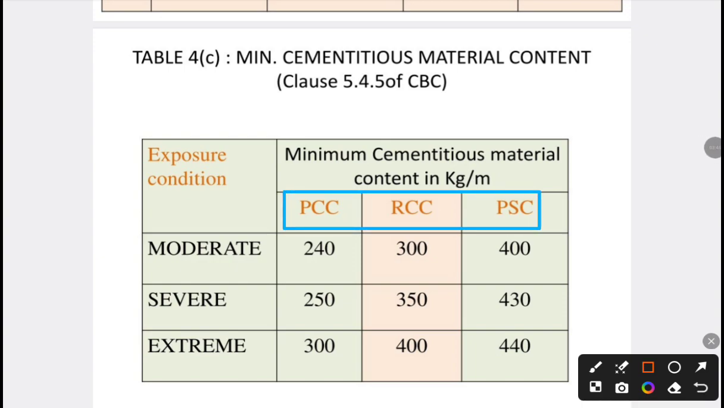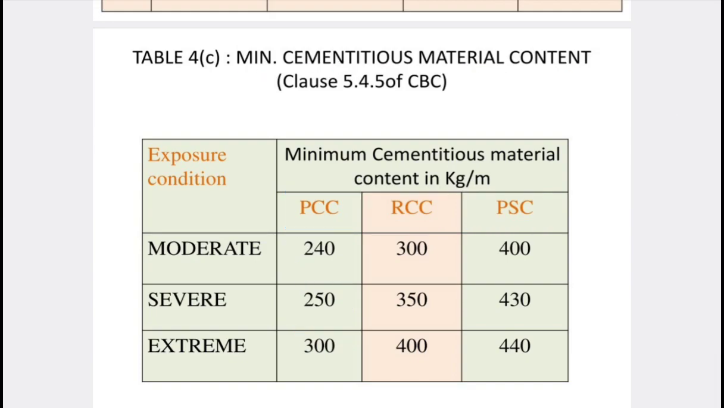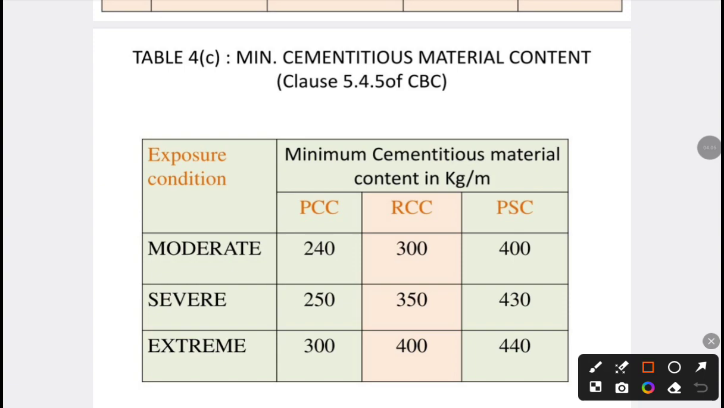What is the meaning of these three terms we will discuss. You can see here the minimum cementitious material content. In this slide we are going to see the conditions, and these are the values as minimum. PCC means plain cement concrete, RCC means reinforced cement concrete, and pre-stressed concrete is PSC.